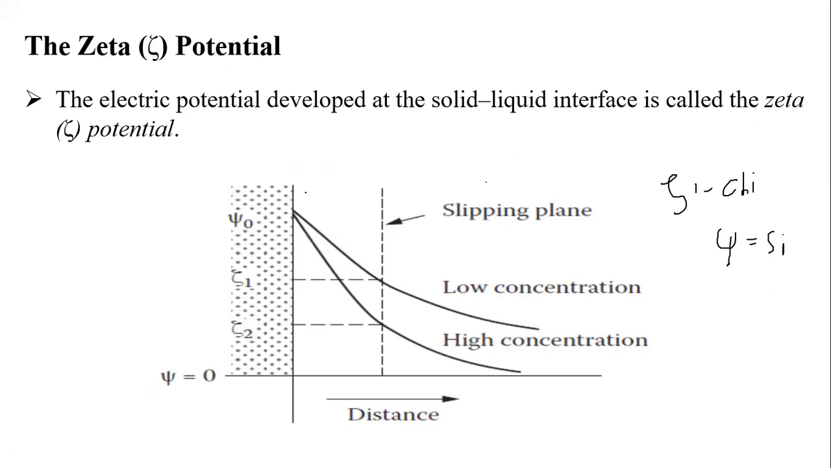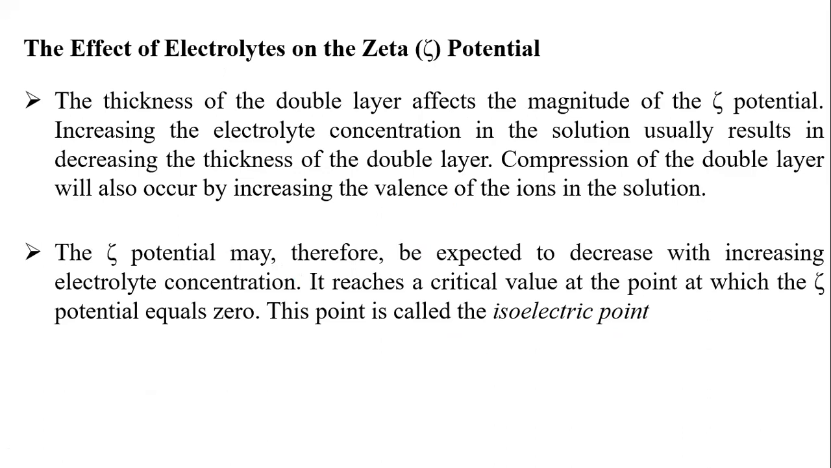So how will this zeta potential be affected by the electrolyte? Students, when we add an electrolyte to the solution, what will happen to the double layer? Will it increase or decrease? The thickness of the double layer affects the magnitude of the zeta potential. Generally, increasing the electrolyte concentration in the solution results in a decrease in the thickness of the double layer, which we have already discussed in our previous slides.